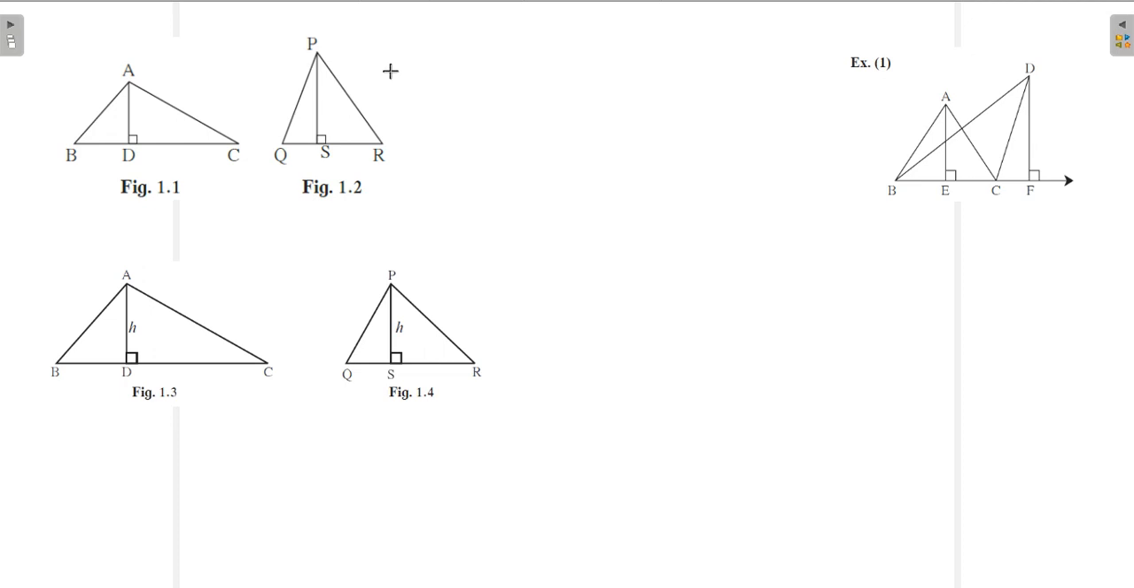So when we say the triangle, it has three components. The very first is height, base and area. So area depends on the height and the base. As you know, the formula half into base into height is nothing but the area of a triangle.